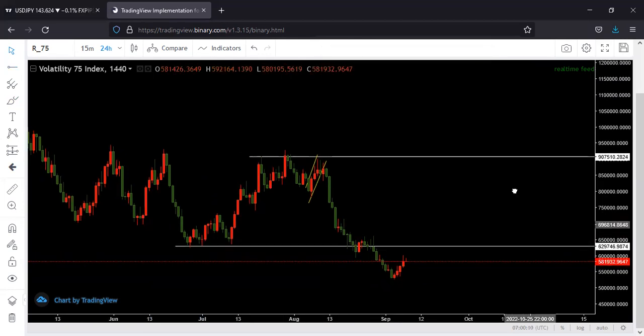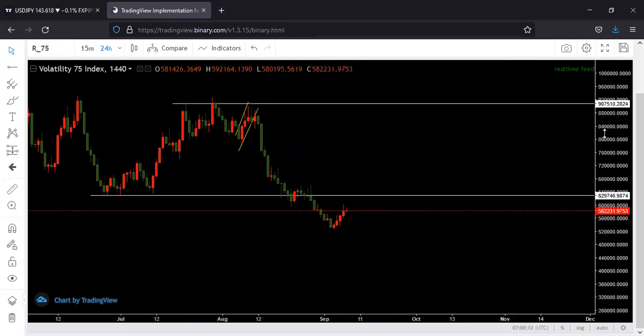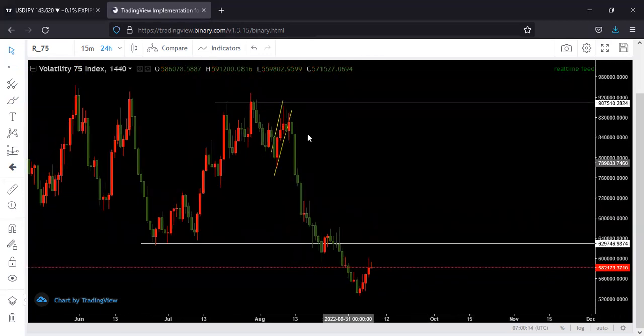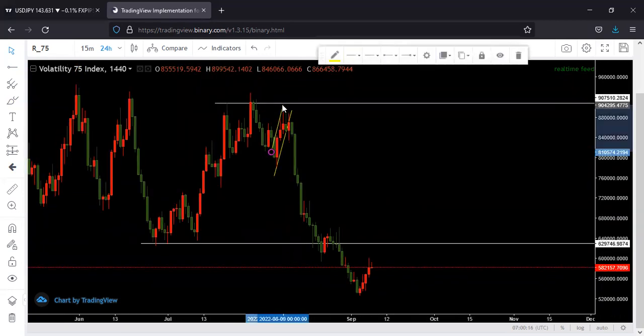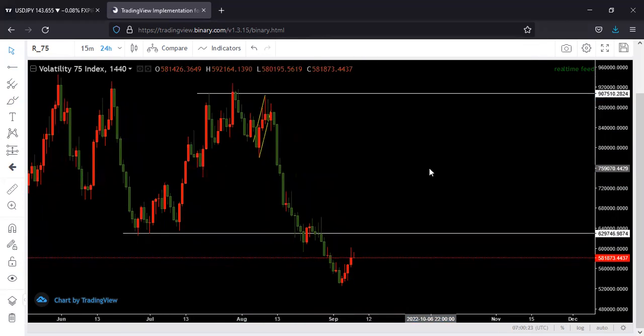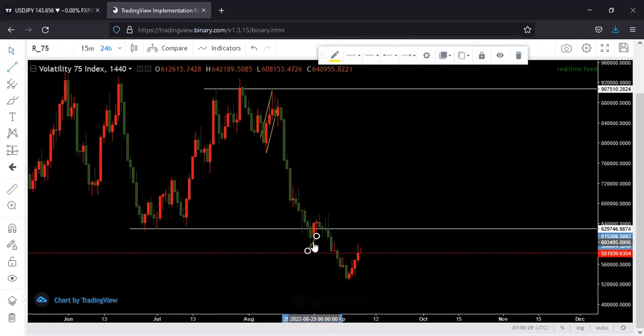From the starting point of this correction, all right. So again, from this point, guys, make sure you tweak your trend lines so that you can see the good picture. Again, from this point, we had this correction here. It was a small correction around this price level.